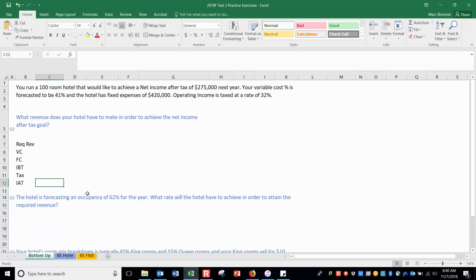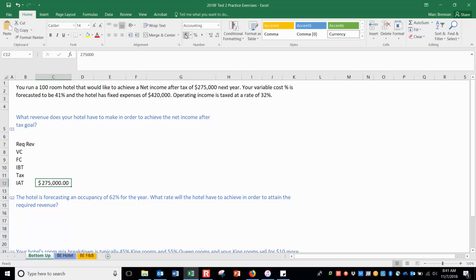So what's our income after tax? Well, that's our goal right here that we've set for ourselves. So $275,000. I think that was one too many zeros. Okay, and I'll get rid of some decimals. So tax is how much? If we look at this example, tax at a rate of 32%. There you go.